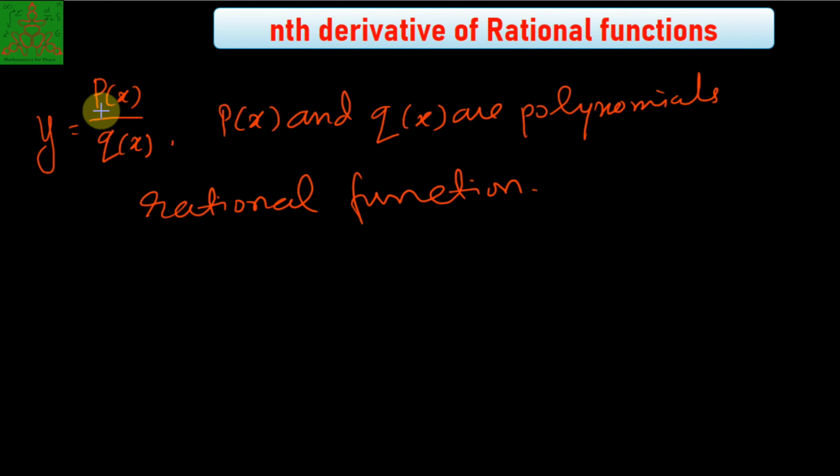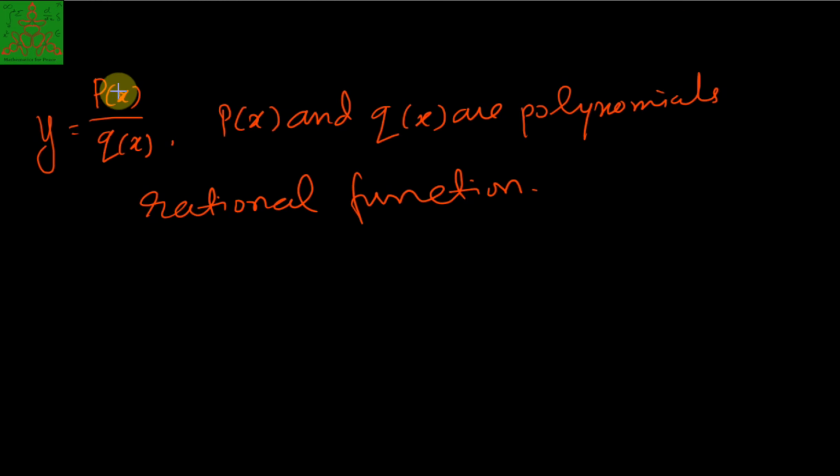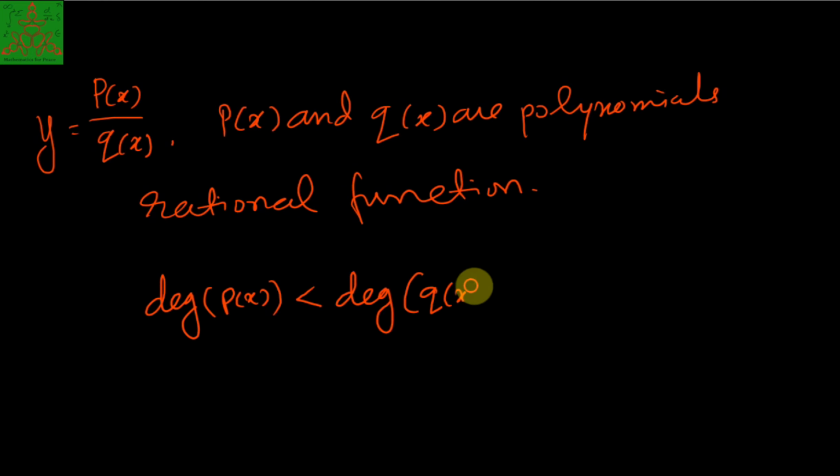Whenever such functions are given, you have to do the partial fraction. So let us recall the rule to do the partial fraction. Since p of x and q of x are polynomials, we can talk about their degrees. If the degree of p of x is smaller than the degree of q of x, then we'll do a partial fraction. Now what do we mean by partial fraction? That I can also explain to you.